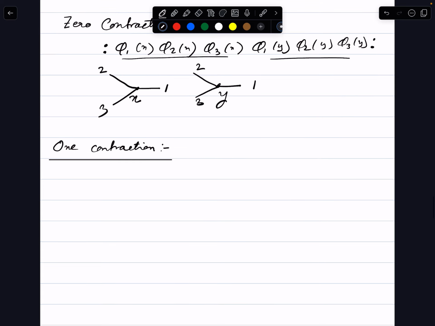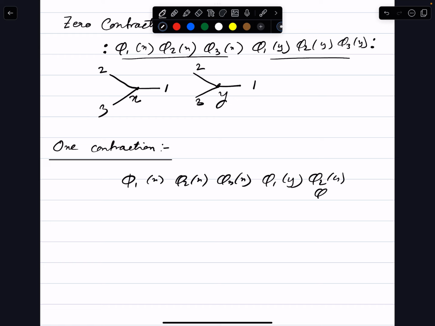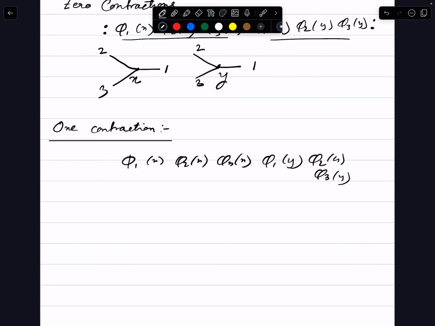Now I have one contraction. There are many ways I can contract two terms here, right? So I have phi 1x, phi 2x, phi 3x. Of course I can only contract phi 1 with phi 1, phi 2 with phi 2, or phi 3 with phi 3, because those are the same fields. Phi 1 and phi 2 commute, phi 2 and phi 3 commute, but phi 1 and phi 1 don't commute. So phi 1x, phi 1y is some non-zero quantity, unlike phi 1x, phi 2y, which will just be 0.